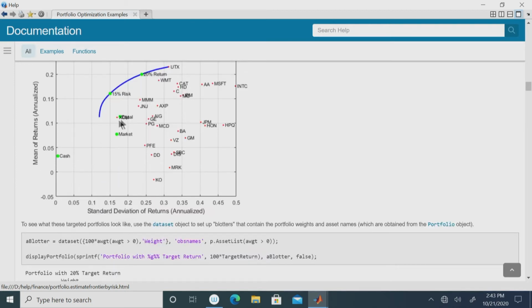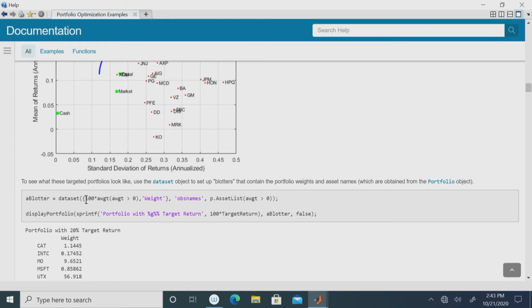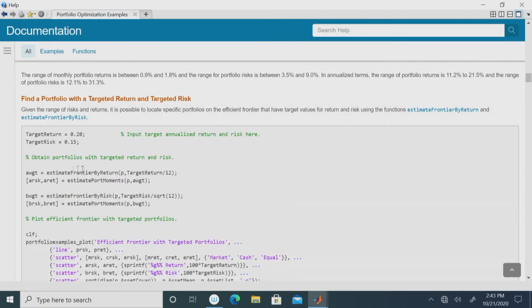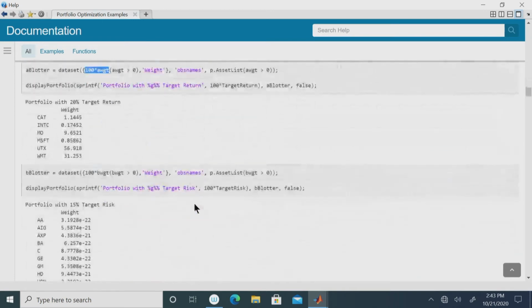Now we need to determine the exact portfolio for the 20% return and the 15% risk, and accordingly we will use a blotter, or a table, that will consist of the portfolio weights. First of all we will use a blotter which essentially takes 100% into AWGT. Remember AWGT is the one corresponding to the targeted return, and it turns out that the portfolio with a 20% target return will comprise these 6 individual assets. Observe here that amongst these, the highest weights, adding up to about 80% of the portfolio, are for UTX, which is 56%, and WMT, which is 31.253. UTX is Raytheon Technologies and WMT is Walmart.